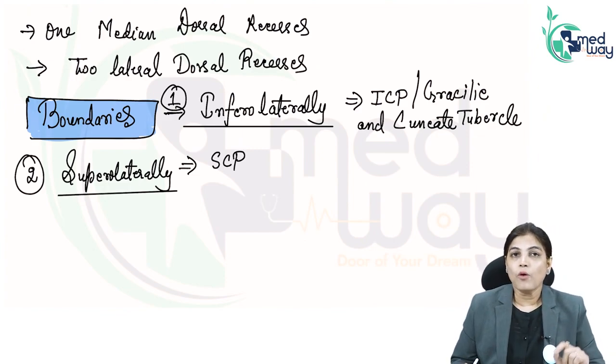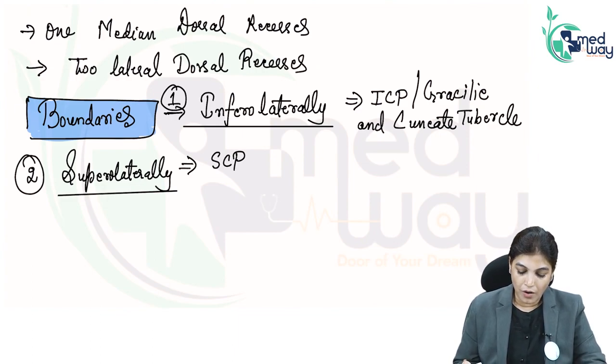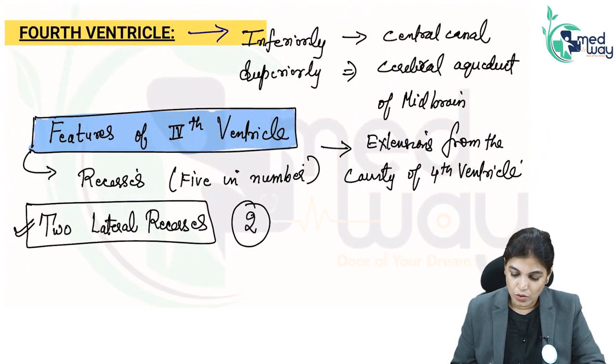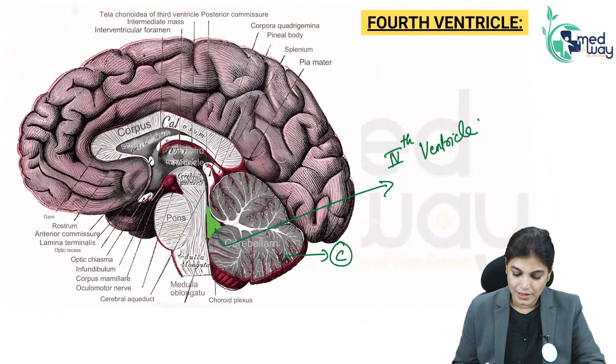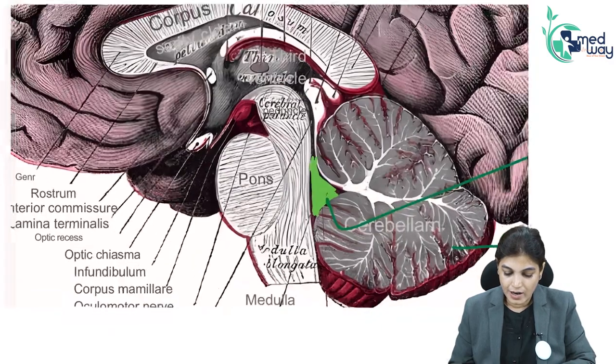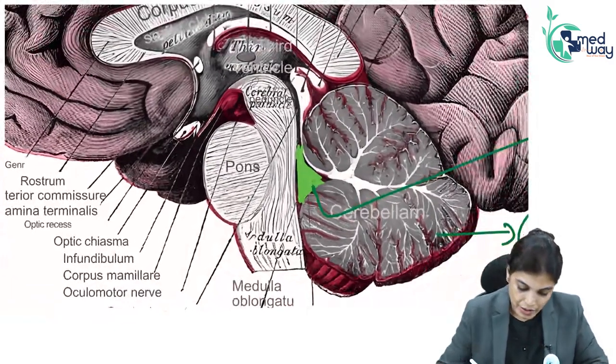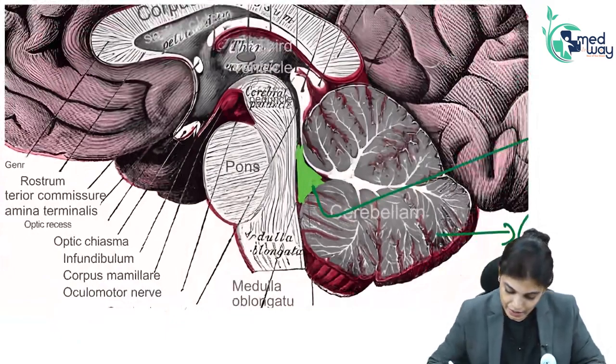Now the next important point is the roof, which is also called the posterior wall of the fourth ventricle. I just want to show you the image of the sagittal section once again. If you enlarge this, all of you just focus on this image. I'm using another color so that you can see it here.